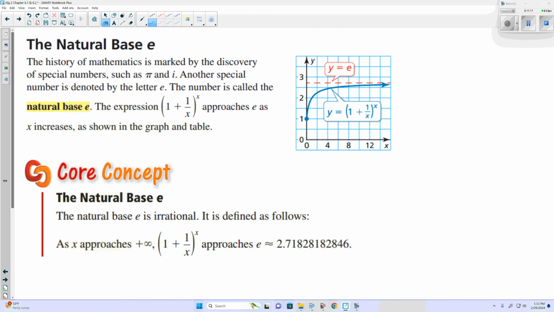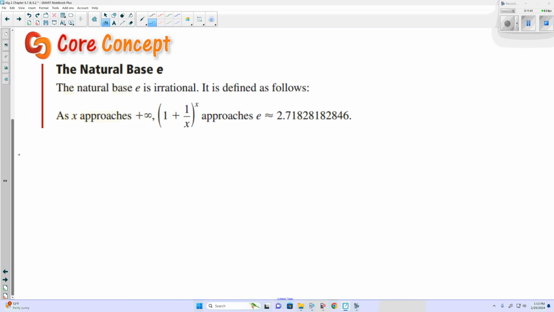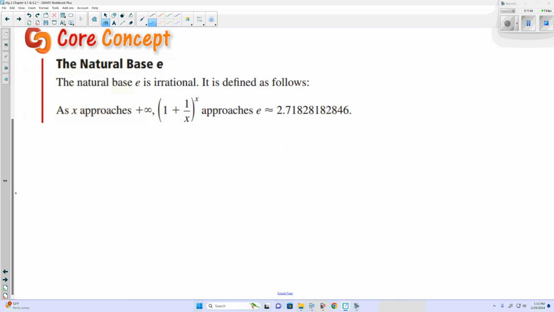Now, the history of mathematics is marked by the discovery of special numbers, such as pi and i. Another number is denoted as the letter e, the natural base. The expression 1 plus 1 over x to the x approaches e as x increases, as shown in the graph. It gets closer and closer to it. We'll never get to the actual number, like we've never reached the full number of pi, but we get close to it. And e's approximate value is 2.71828182846, and it continues on.